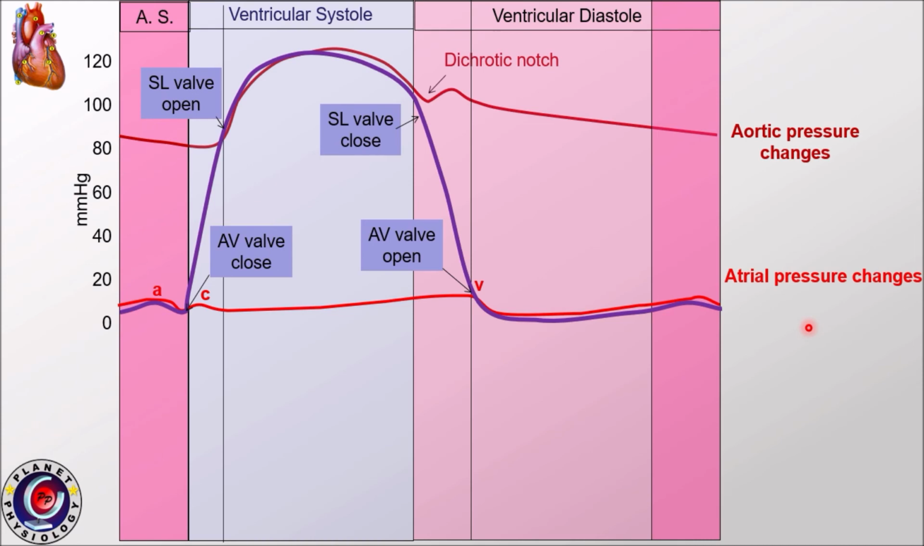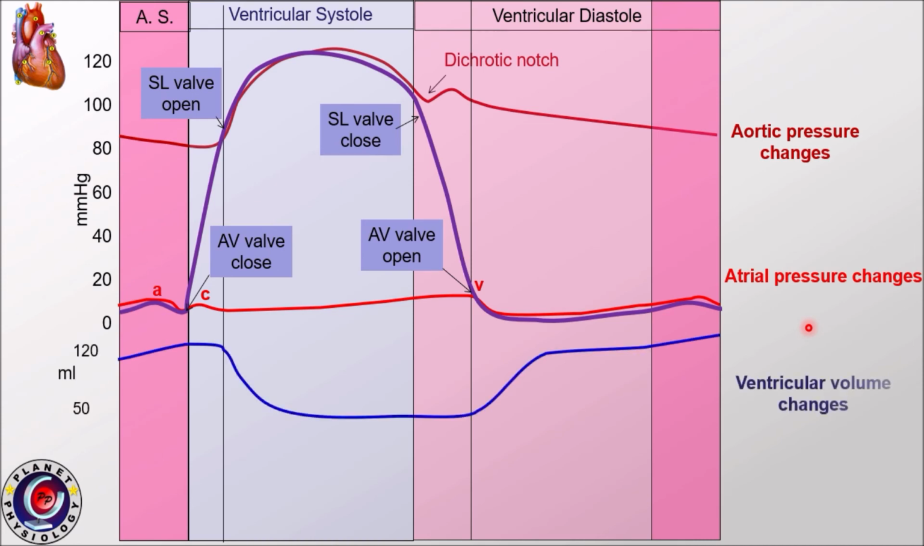Now let us see the other changes taking place. First we will see the volume changes. Now we have another set of markings on the y-axis, that is for volume. So it ranges between 50 to 120 milliliters. At the end of ventricular diastole, the volume within the ventricle is maximum. So it is 120 milliliters. During isovolumetric contraction, there is no change in the ventricular volume, so it is a straight line in this phase.